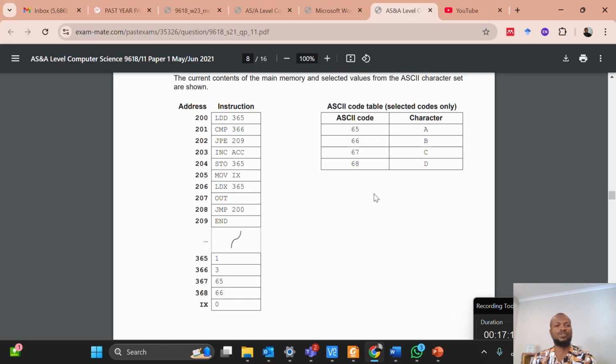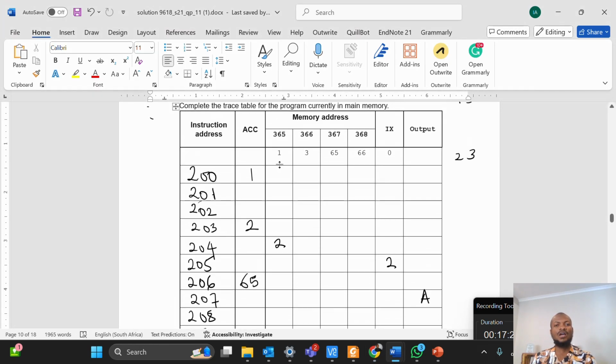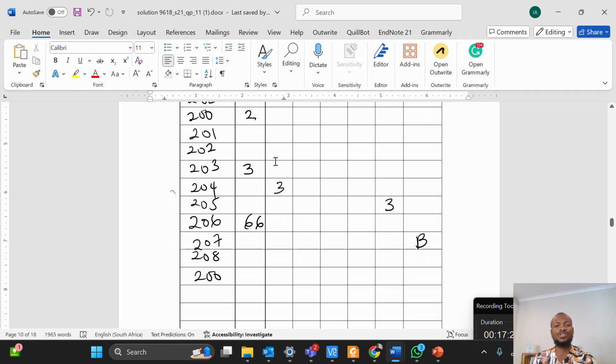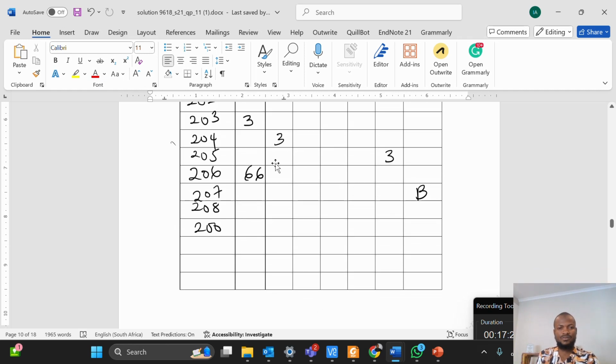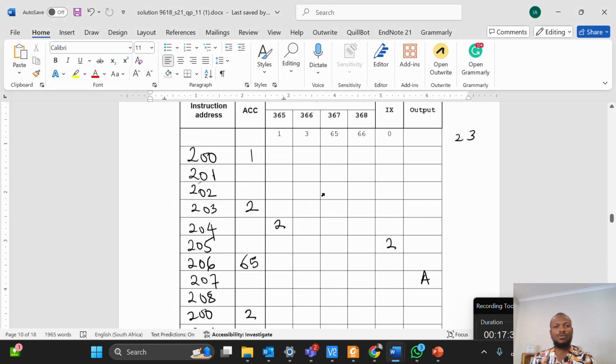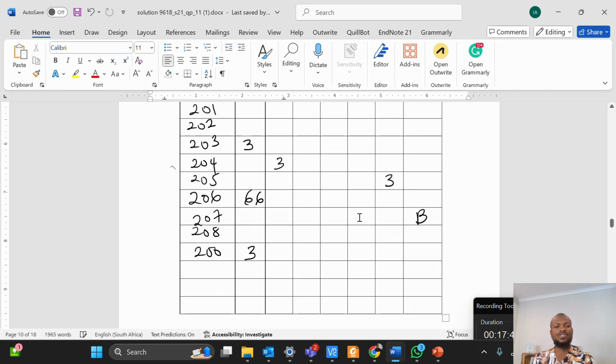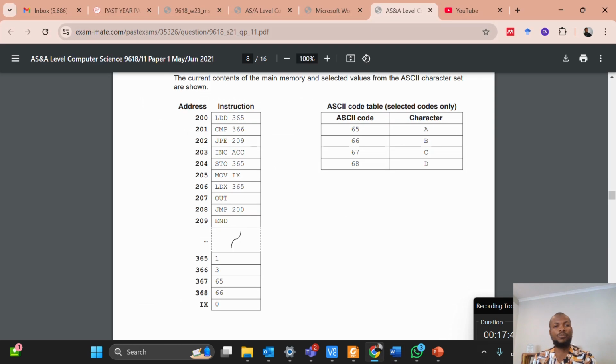Now we are at 200. So what is 200 doing? Load 365. Load the content of 365 into the accumulator. And the content of 365 is 3. Okay? Now that 3 has been loaded, compare it with the content of 366. So what is the content of 366? 3. When you compare, are they the same? The answer is yes. So 201 means compare. At 201, we've compared, and they are the same.